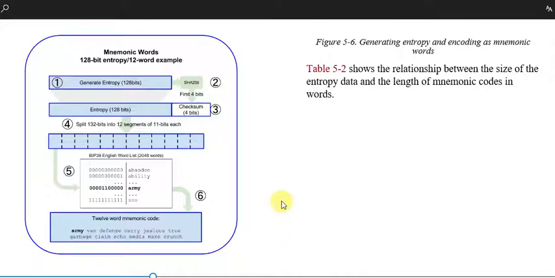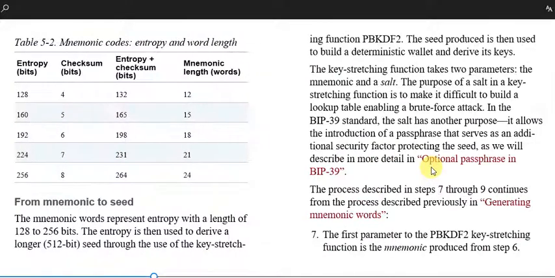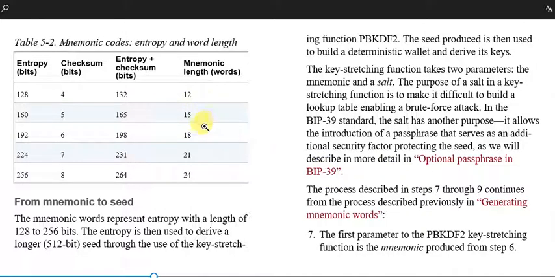Table 5-2 shows the relationship between the size of the entropy data and the length of mnemonic codes in words. Table 5-2. Mnemonic codes, entropy and word length. Entropy bits, checksum bits, entropy and checksum bits, mnemonic length in words.